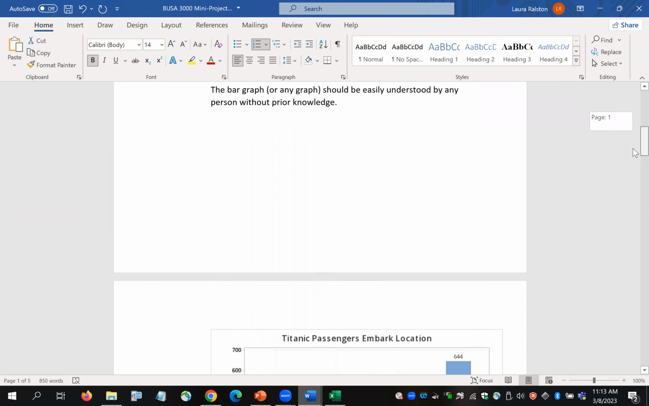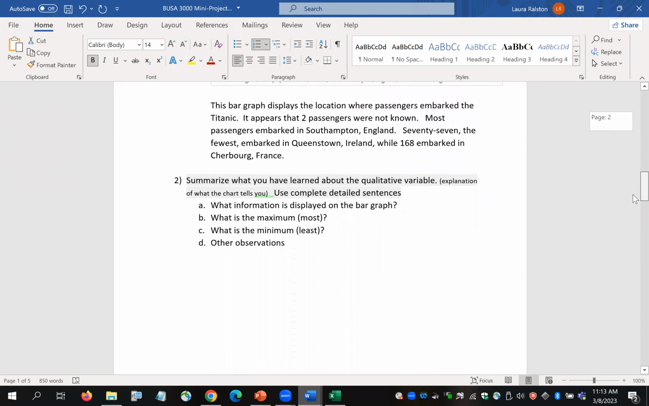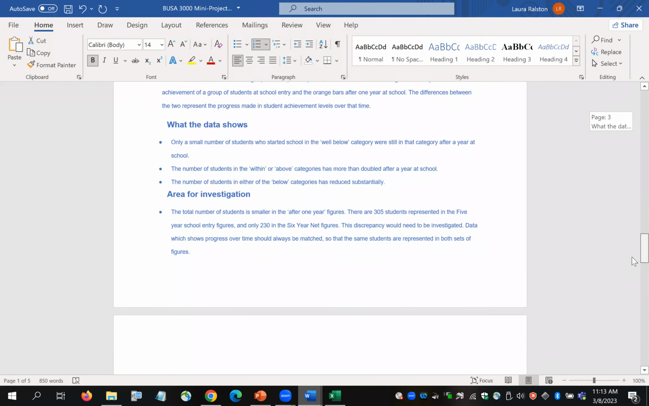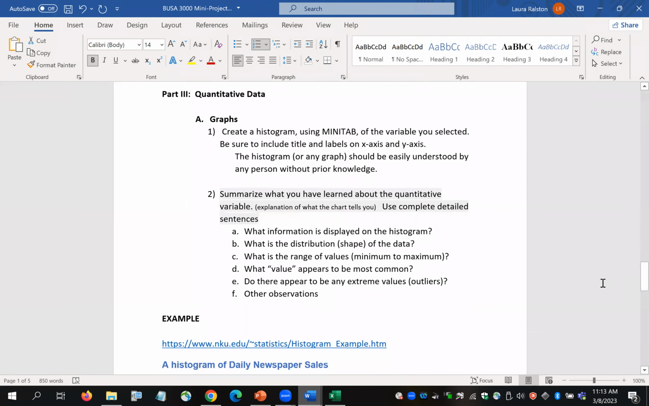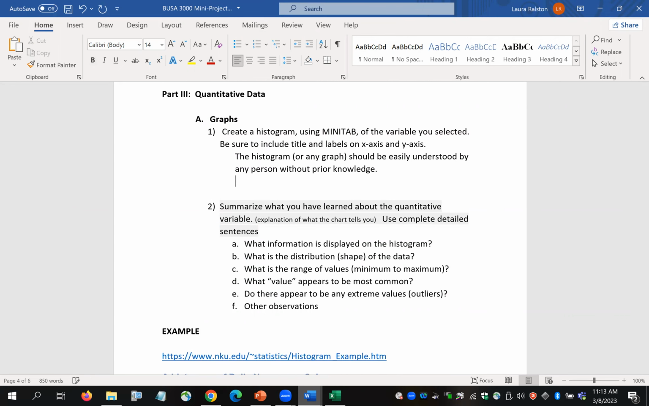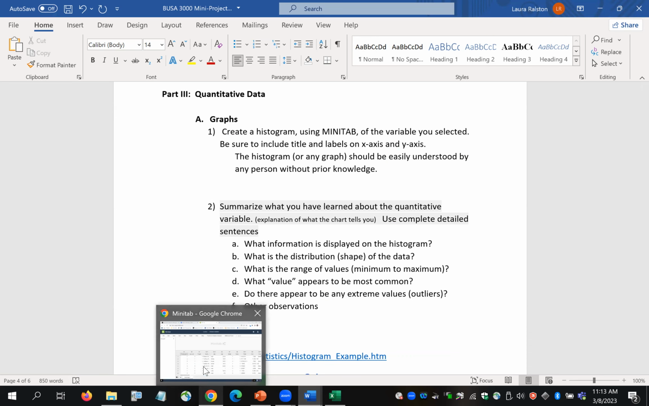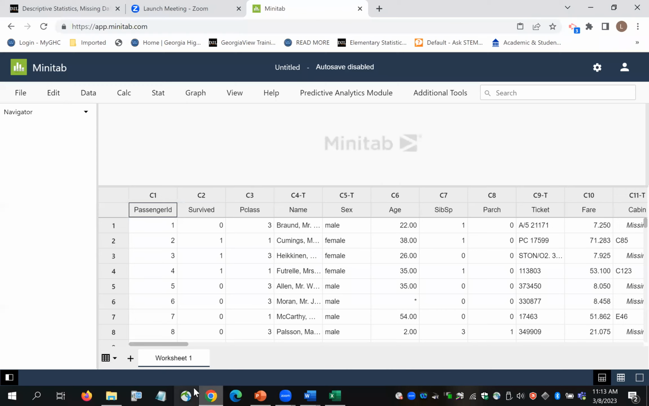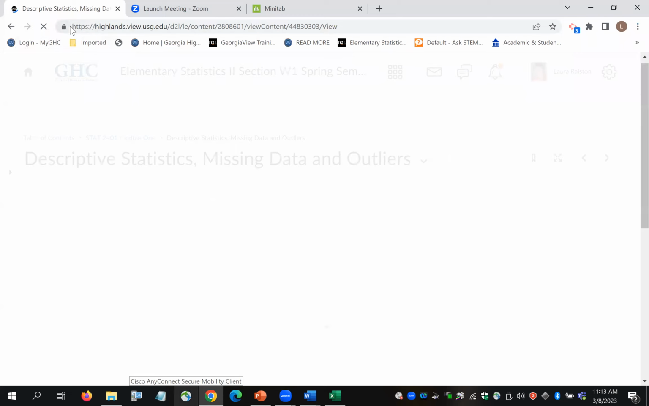Okay, then we go down to part 3. Part 3 says create a histogram using Minitab. So the first thing I want you to do is to create a picture or a graph of the data. We've picked age. Now, I don't have the keystrokes typed out for you this morning, but let me show you.